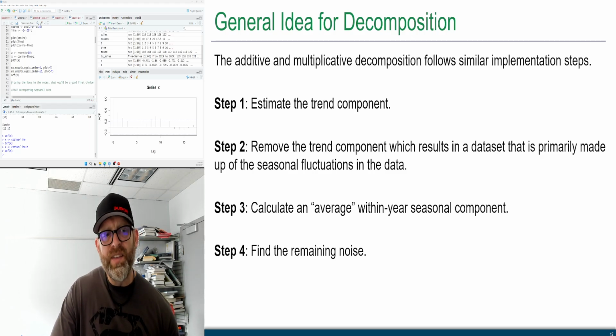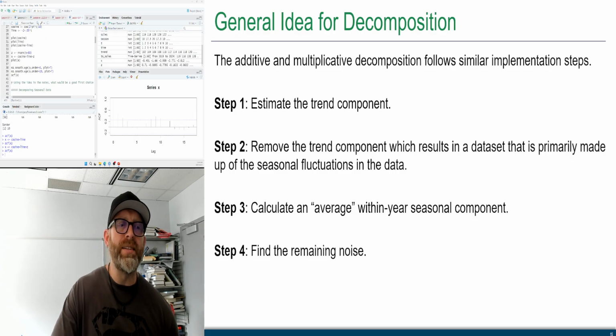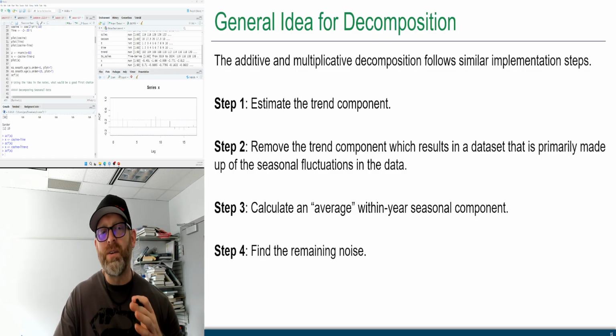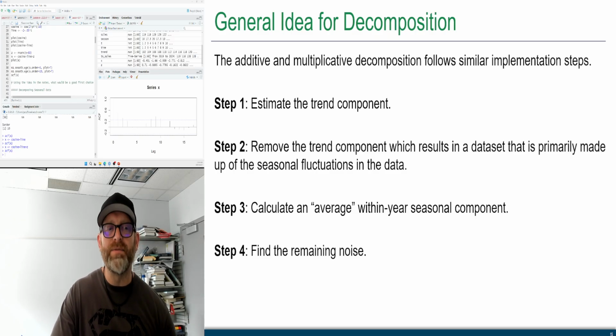All right, step 2 of this is we want to be able to remove the trend component, which results in a data set that is primarily made up of the seasonal fluctuations. Of course, there's still going to be that random component to it. From that new data, we're going to calculate an average. If we understand that things are repeating over a period of time, we're just going to find what the averages are over those periods of time.